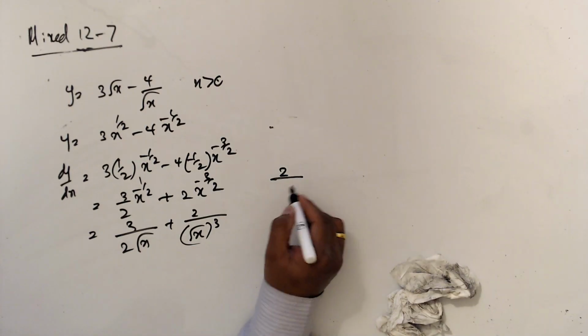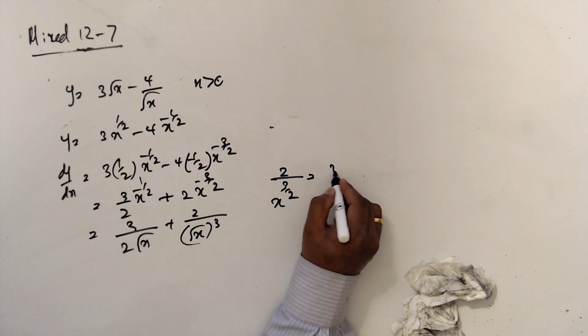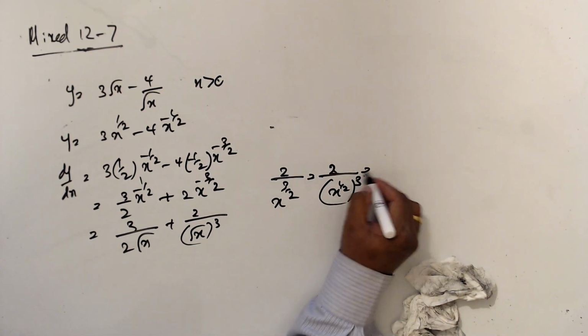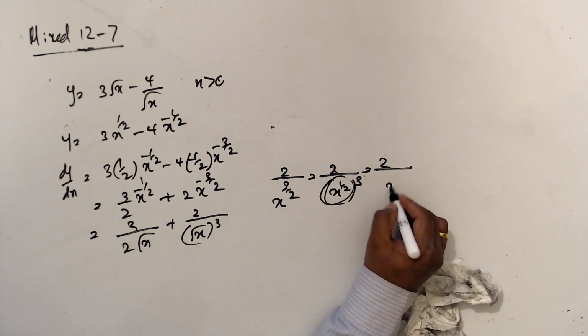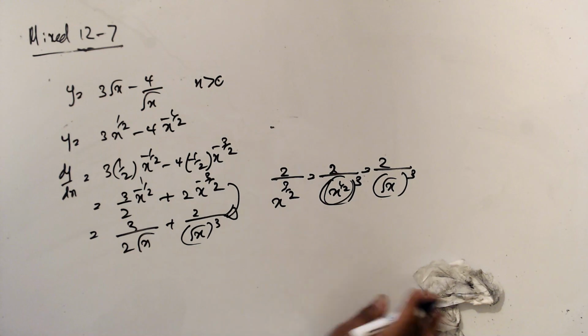Here this is 2 x to the 3 over 2. Then 2 x to the half times 3. So 2 x to the half times 3 means square root x to the power 3. That's how I came to here.